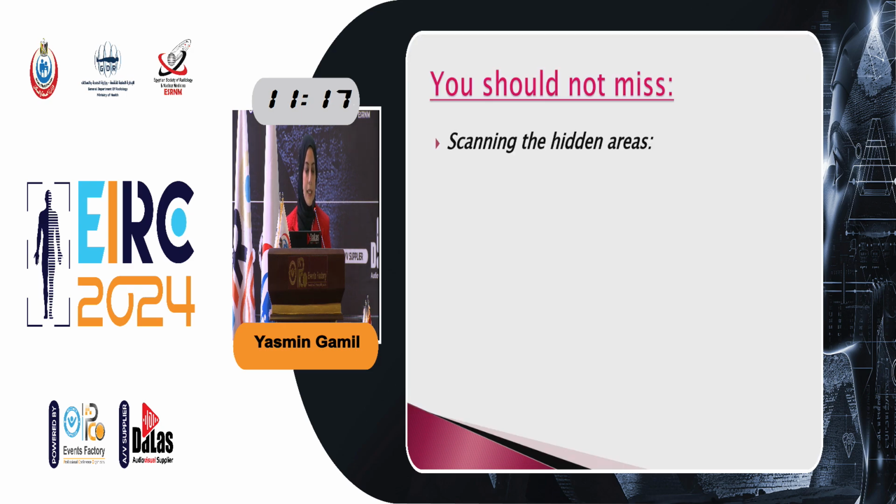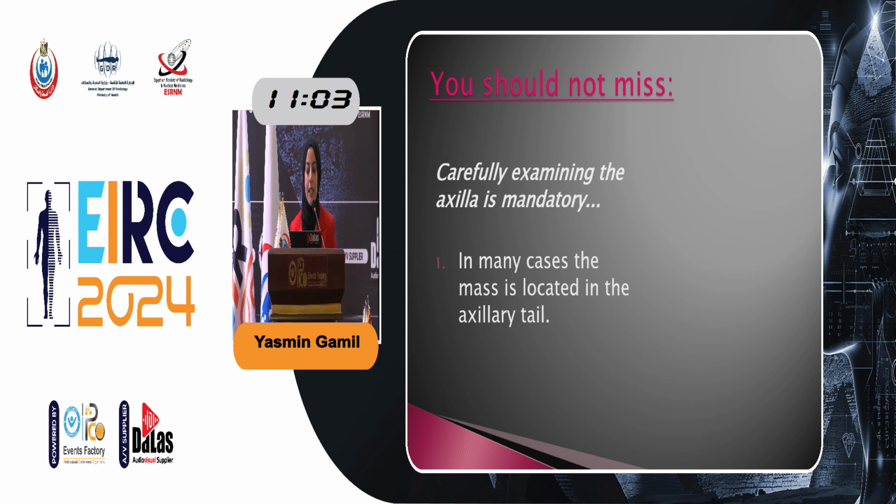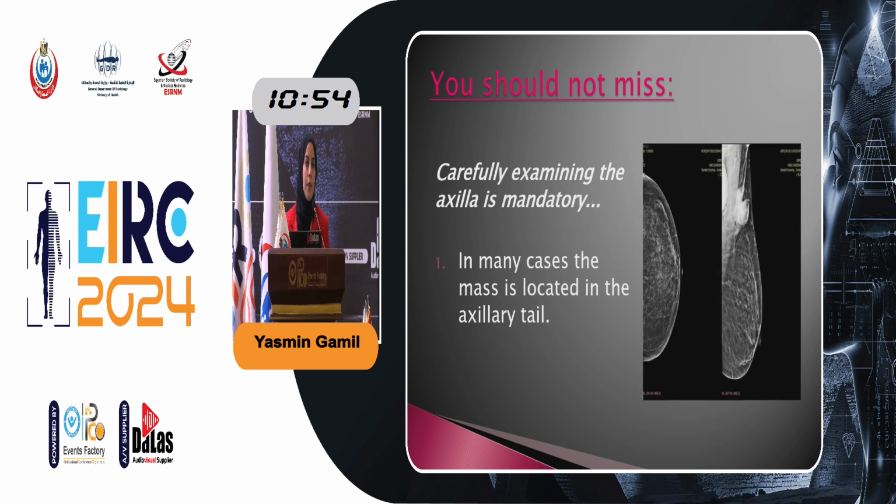You should not miss scanning the hidden areas, which include the infraclavicular region, axilla and axillary tail, parasternal area, and inframammary fold, which may be missed by mammogram. Carefully examining the axilla is mandatory, as in many cases the mass might be located in the axillary tail. It might not appear in the CC view.